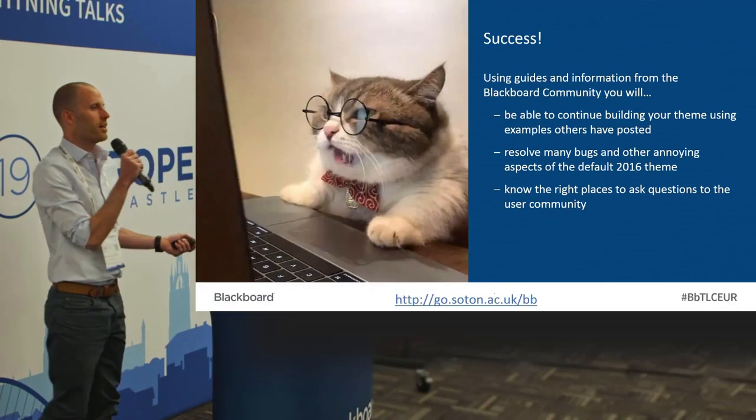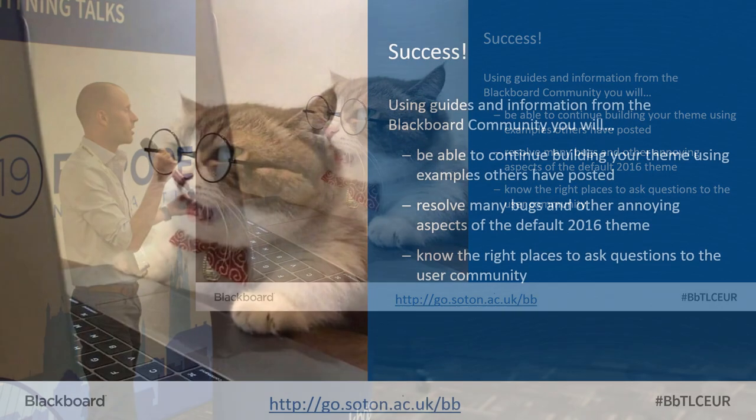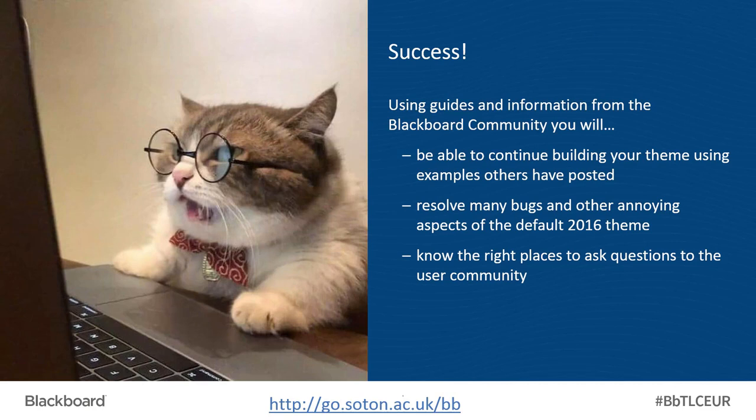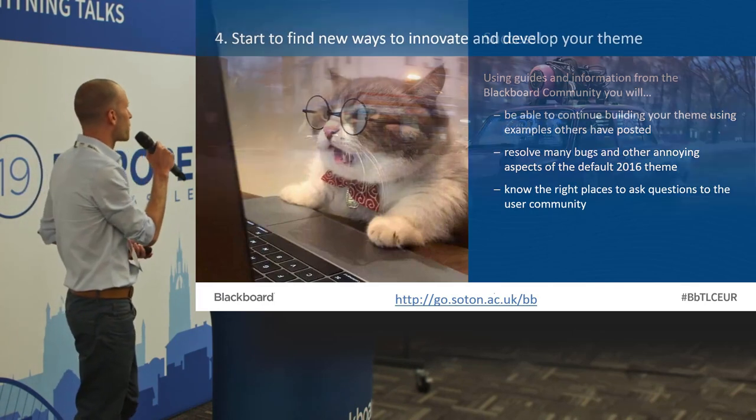Moving on, success. At this point, we're at the stage where we could continue building our theme using primarily examples from the community. We're resolving all of these bugs and the other annoying issues, again primarily copying and pasting stuff that other people had already done, putting it into Stylus, testing it, and using it in our own environment. We also then knew the right places to write to ask the questions of the people that would know the answers to the things that we were still struggling with.